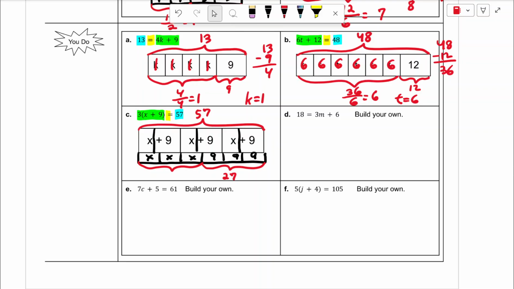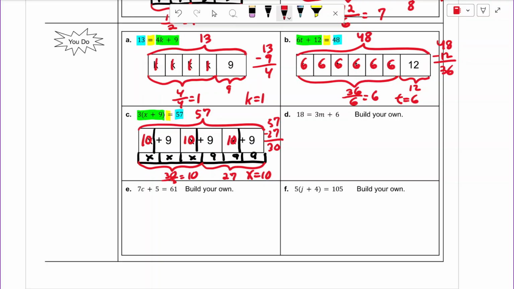And so we'll take 57 and subtract 27, and we're going to get 30. So the rest of this piece of tape is worth 30. Now there are 3 x's, so we'll divide this by 3, and we'll get 10. So that means that x is 10. If you put 10 in here and add 10 plus 9 three times, you'll get 57.